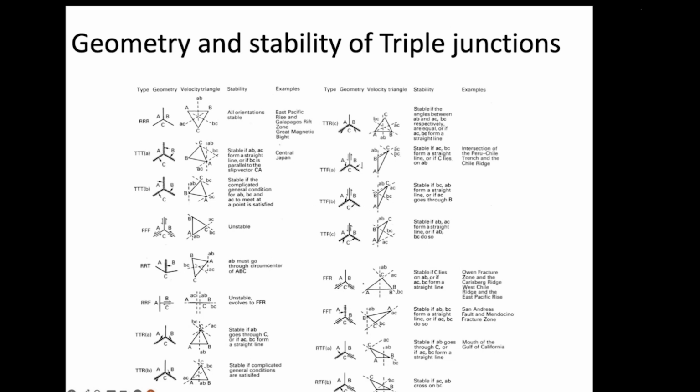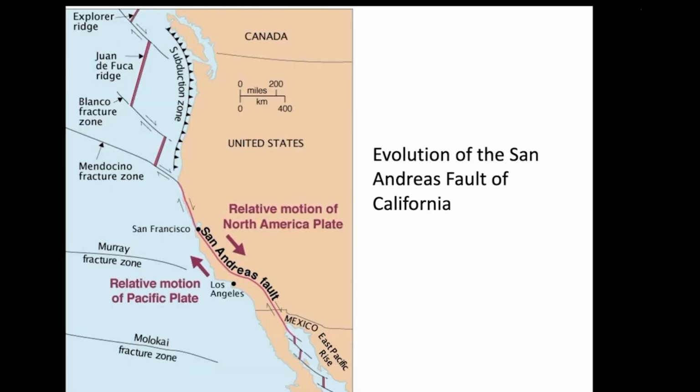And these are a whole bunch of different kinds of triple junctions that are stable and unstable. And you can see these are the representations of them. That's a ridge, ridge, ridge, trench, trench, trench, fault, fault, fault. So I don't have to go over each of these, but we'll look at some examples of triple junctions that are stable and unstable. So if we look at the evolution of the San Andreas Fault.